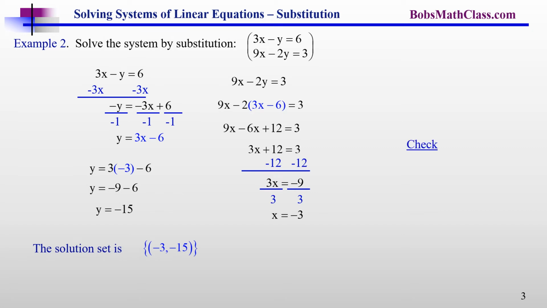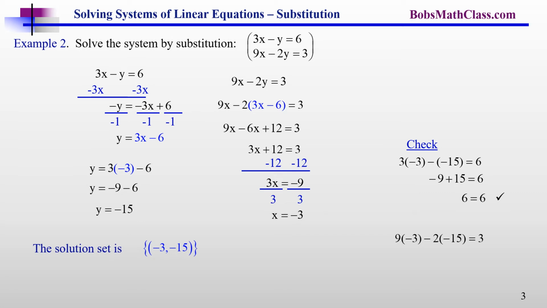Let's do a check. So replacing x with negative 3 and y with negative 15 in the top row, that gives us negative 9 plus 15. Whenever there's two negatives, it turns into a plus. And that's equal to 6. So we got 6 on both sides. We're good there. Now the bottom row.